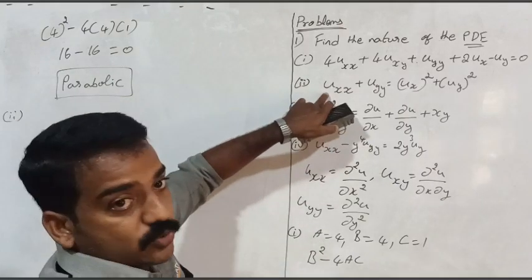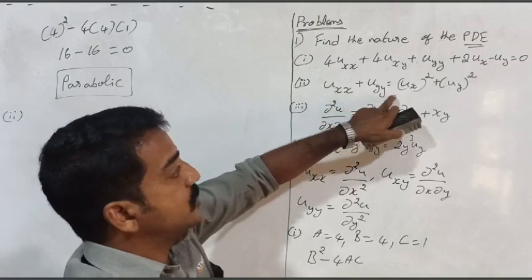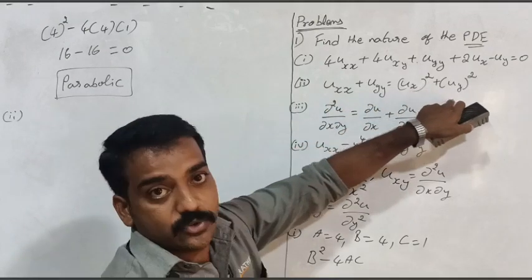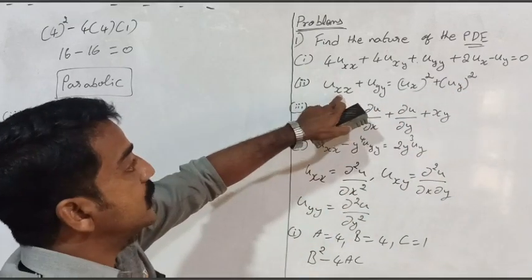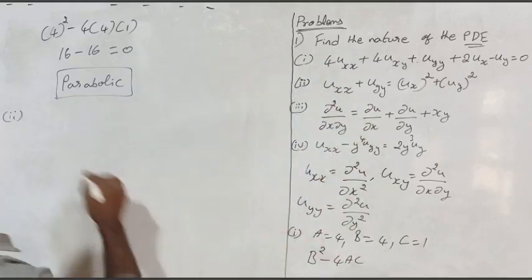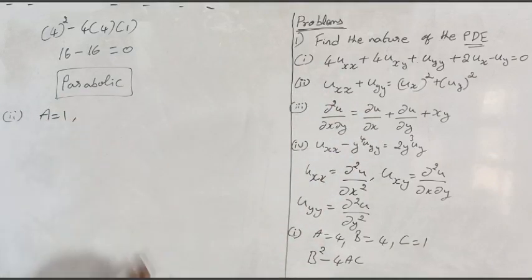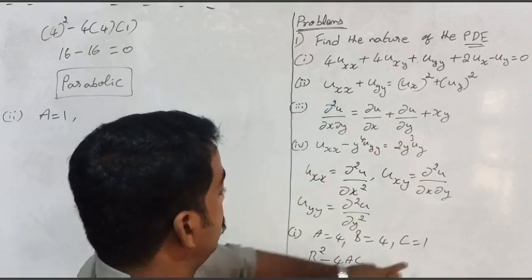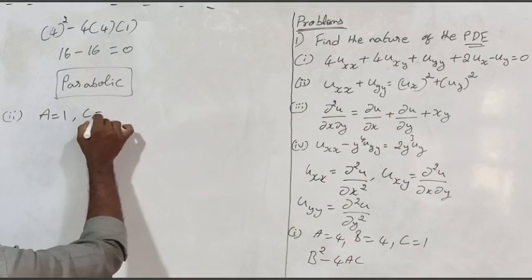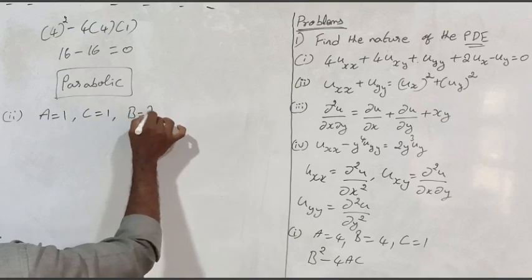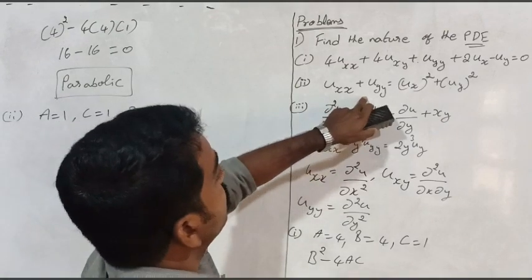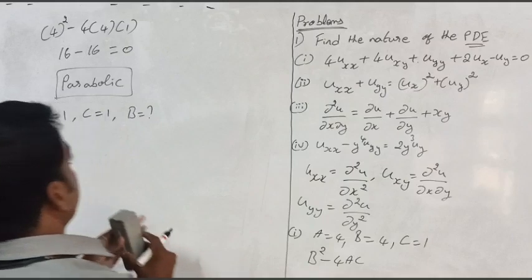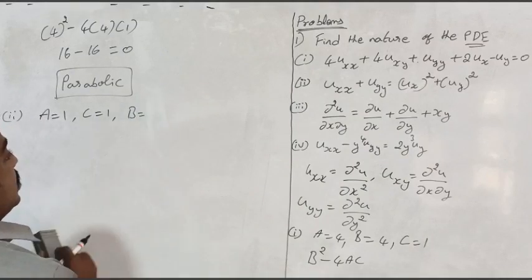The second problem is uxx plus uyy is equal to ux the whole square plus uy the whole square. The coefficient of uxx is nothing but a value. So a is equal to 1, and the coefficient of uyy is nothing but c value. Then what is the value of b? There is no term of uxy, so we have to consider it as 0. So the value of b is 0.